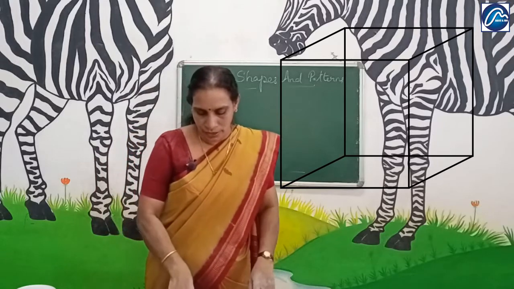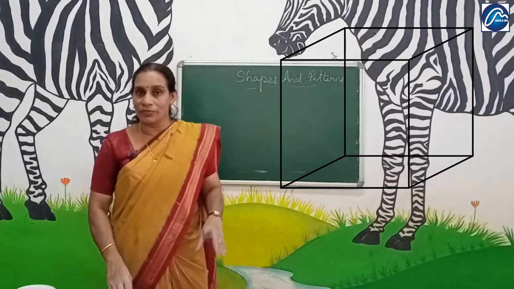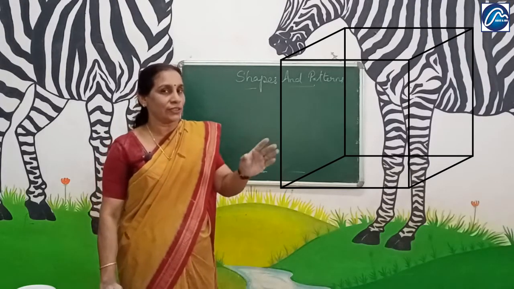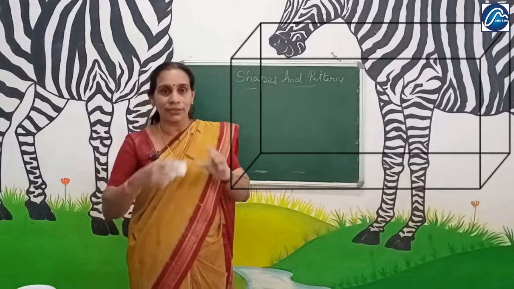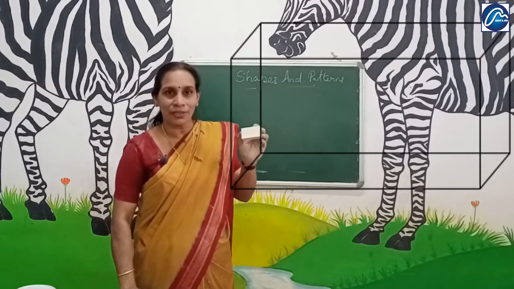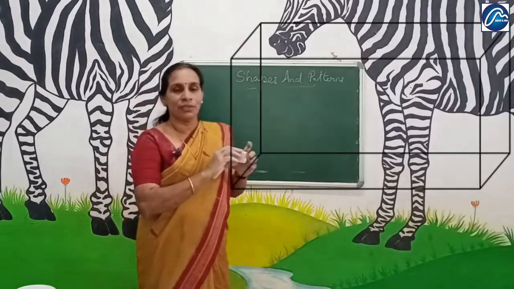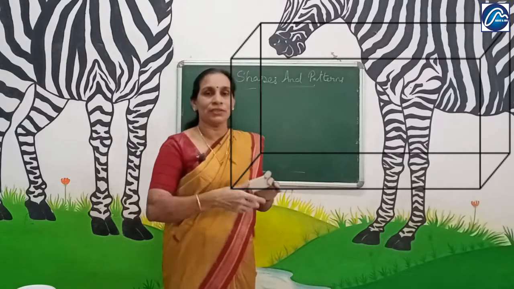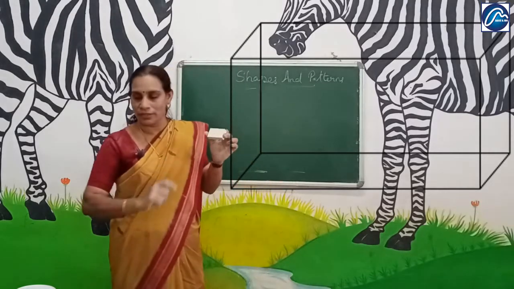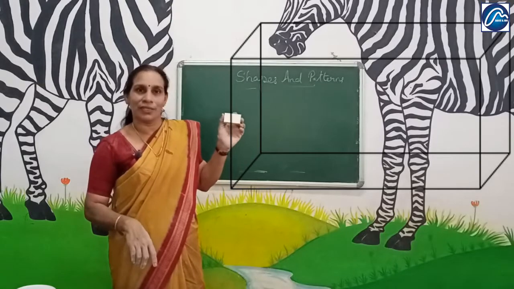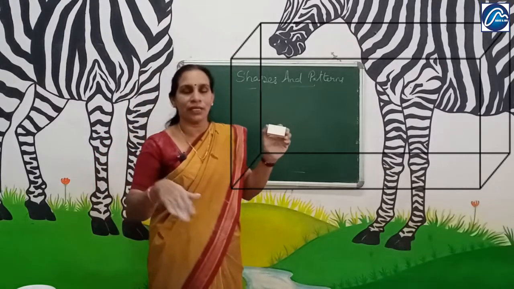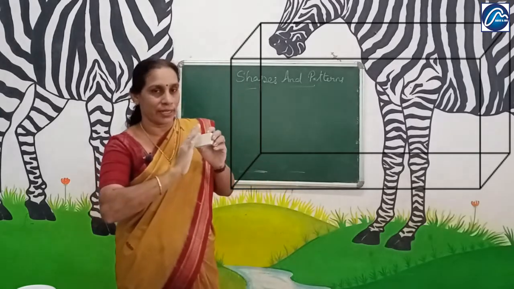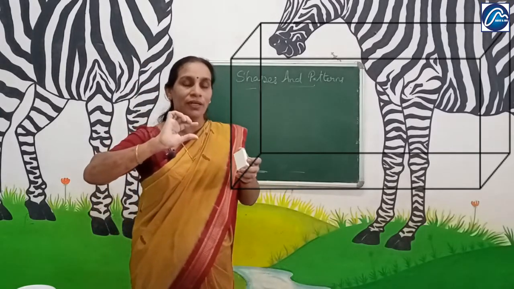Okay? And the next one is cuboid. Cuboid. Cube. Then the next one is cuboid. Cuboid is this shape. Okay? Cuboid is your box. Your instrument box, that is in the shape of a cuboid. And many things are there like this. There are many boxes like this. And of course, your mobile phone is also a cuboid.